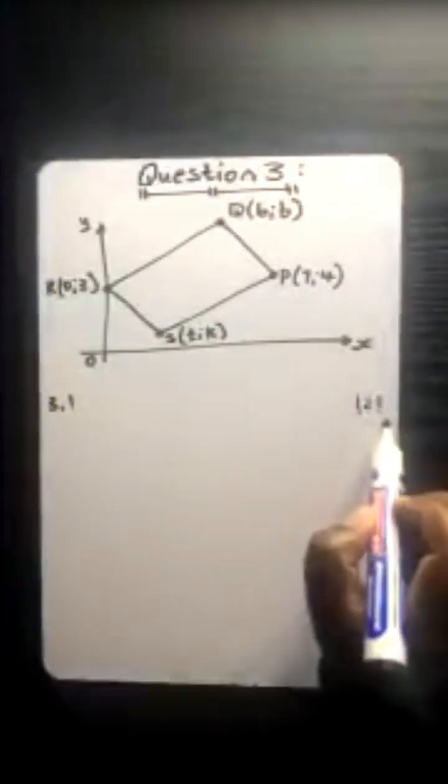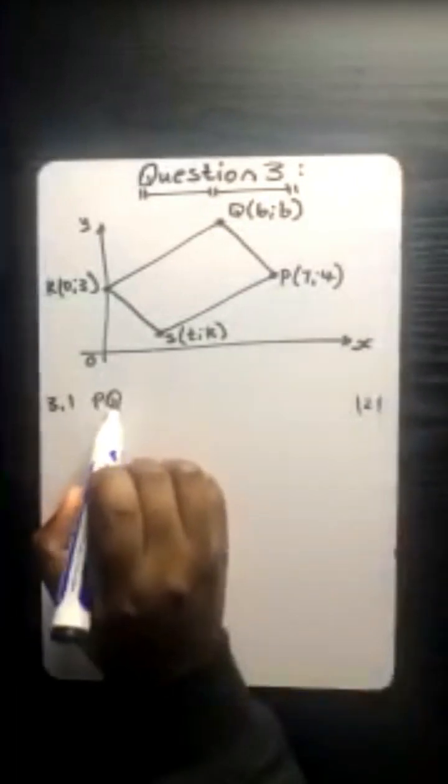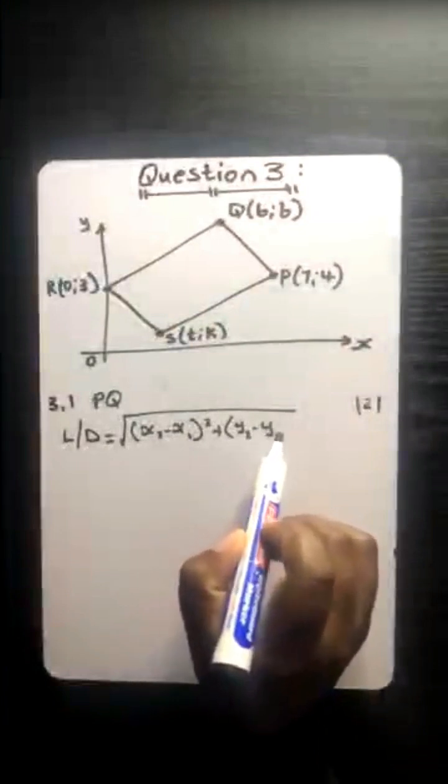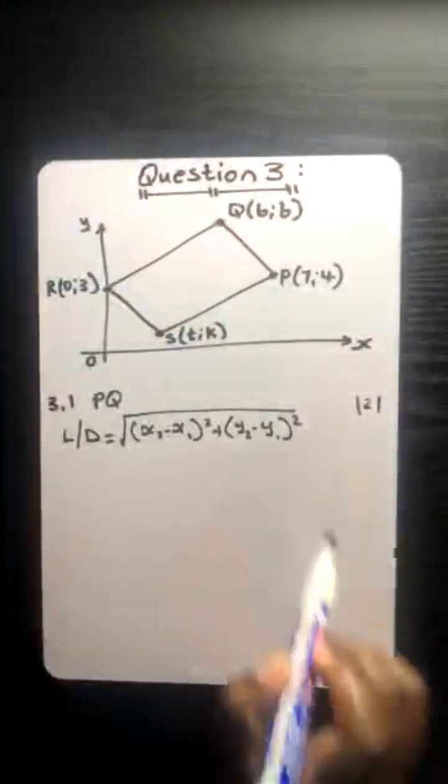So now the first question says calculate the length of PQ, and they say leave your answer in surd form, and this is allocated 2 marks. They want you to calculate the length of PQ. There is P and then there is Q. So obviously, whether we calculate the length or the distance, we use the same formula, which says x2 minus x1, you close, you square, and then you are having y2 minus y1, and then you close, and then you square.